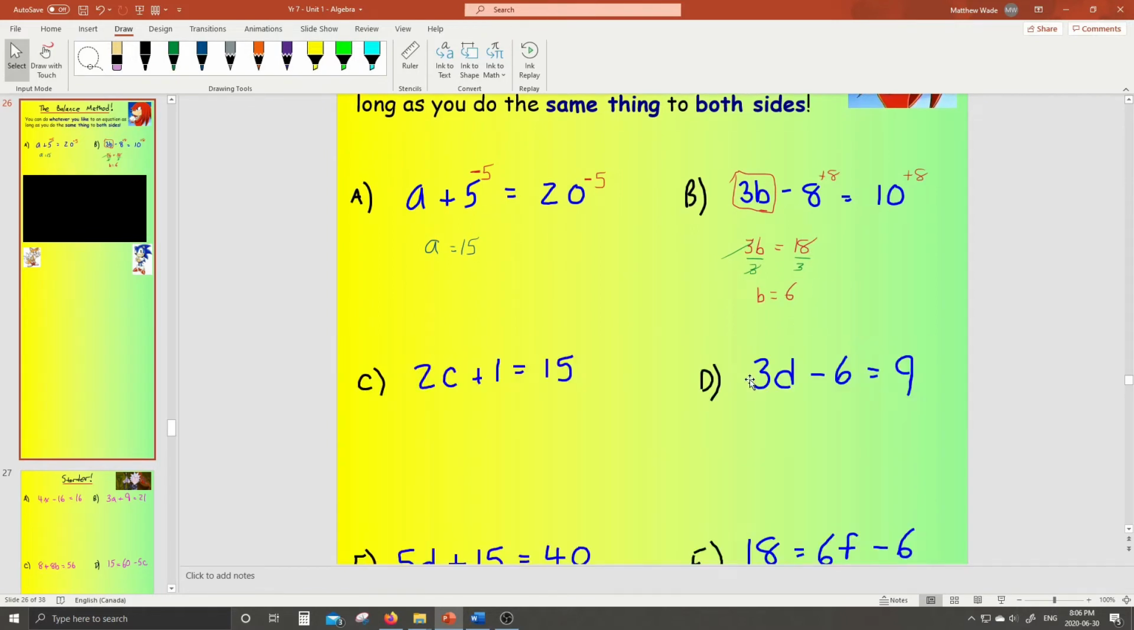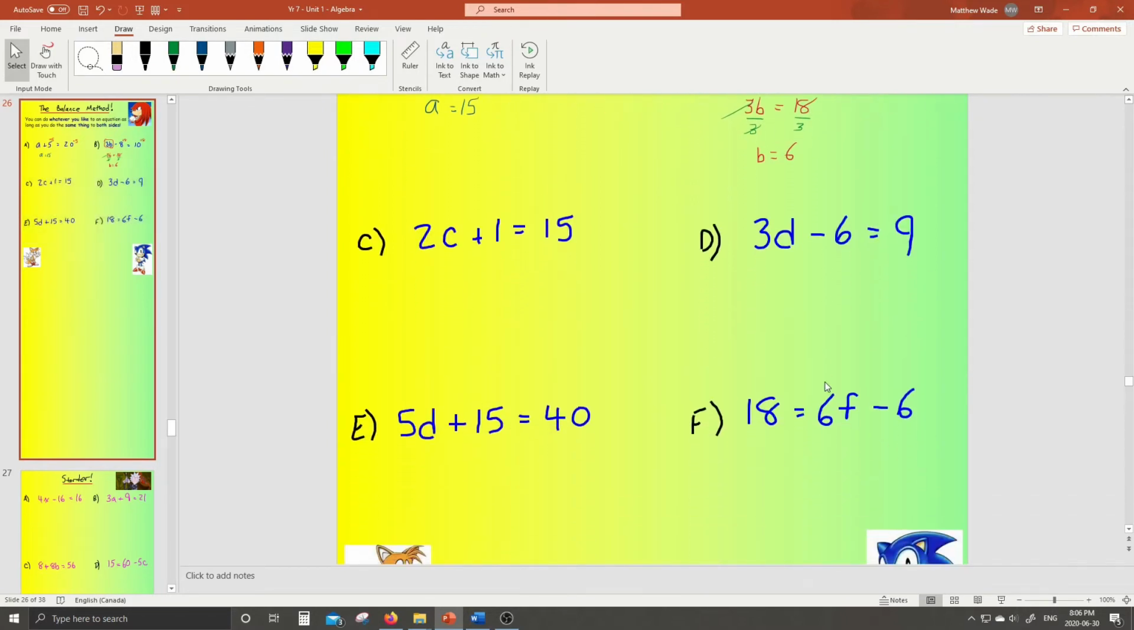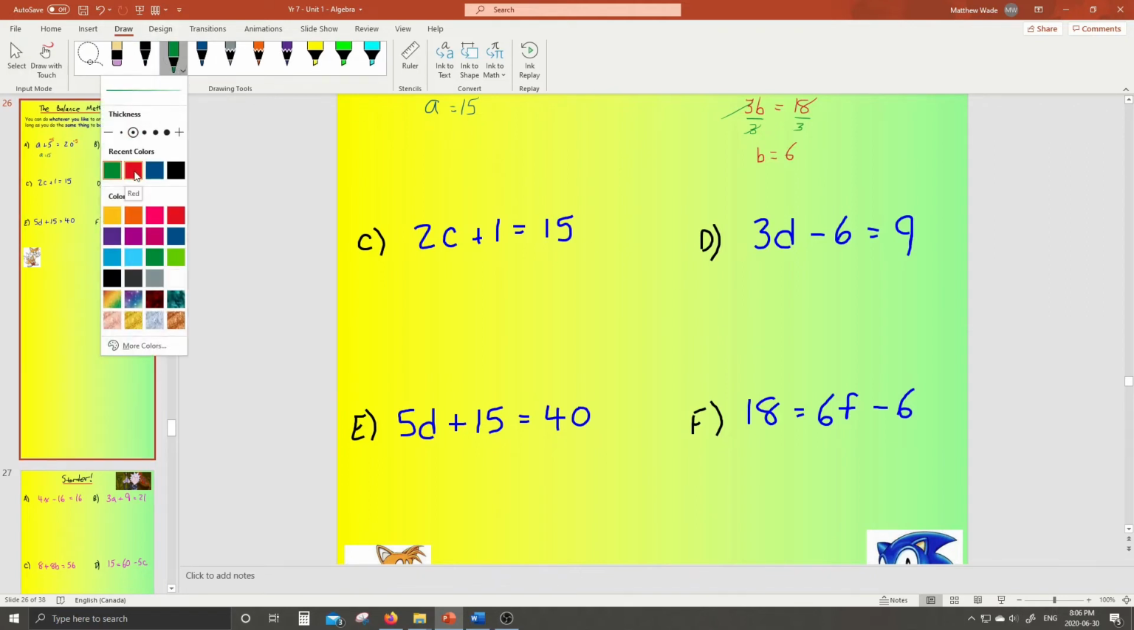Couple more. Okay. If you're feeling confident, push pause and go ahead and get these guys done. If you're not feeling confident, stay with me and I'll talk you through them. So here we go. Next one. So we have 2C plus 1 equals 15.